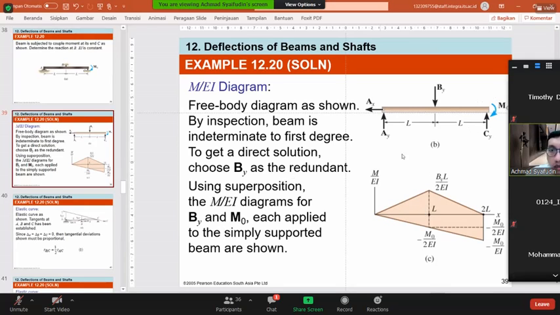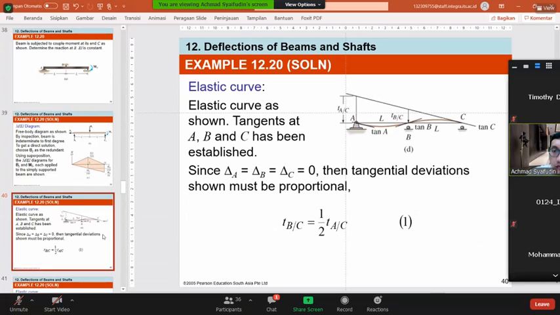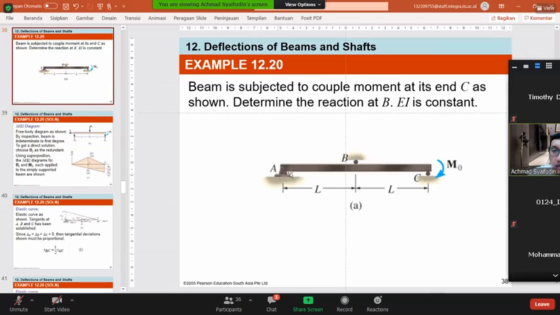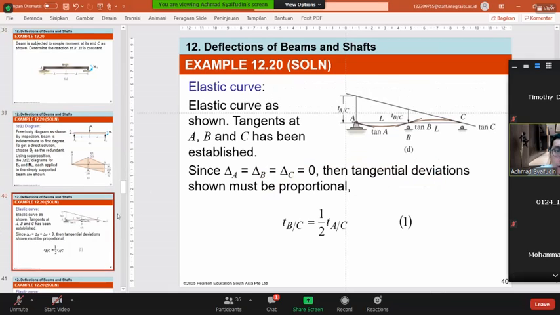Yeah, because this is another moment at point C, so the diagram will be like this. This is because of the moment, and this one because of the concentrated load. Since delta ABC equals 0, so you can see here ABC equals 0. The tangential deviation shown must be proportional. ABC equals half of KAC.